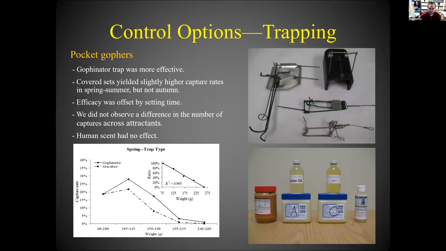When it comes to removing gophers, there are a few different tools we can use. Trapping is one tool. There's a variety of different kinds of traps out there, including box type squeeze traps and pincher style traps. We've certainly done a fair amount of testing over the years on some of these traps to figure out which ones work best. In particular, we focused a lot on the Macabee and the Gophinator trap. And we found that the Gophinator trap, which is this bottom right trap, was in fact the most effective. And it was most effective because we were able to capture larger gophers at a greater rate. And that's what this data slide here at the bottom left is showcasing.